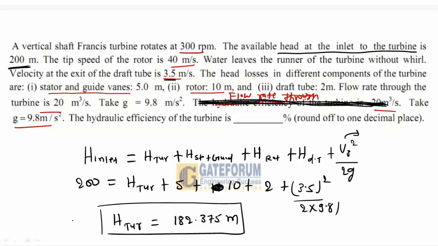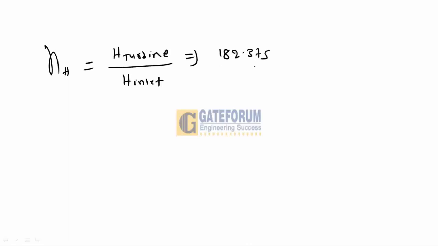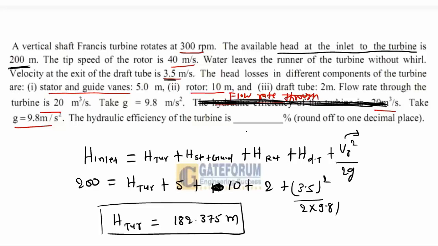Okay. Now, once we get the H turbine, what will be the hydraulic efficiency? Hydraulic efficiency will be head of turbine upon head available at the inlet. So this is called hydraulic efficiency. Therefore, I have to calculate H turbine, and you get the H turbine as 182.375 upon H inlet, which is 200. If you solve, my dear friends, we will get the value of 0.918, or we can say 91.8%. So you have to put here 91.8%.